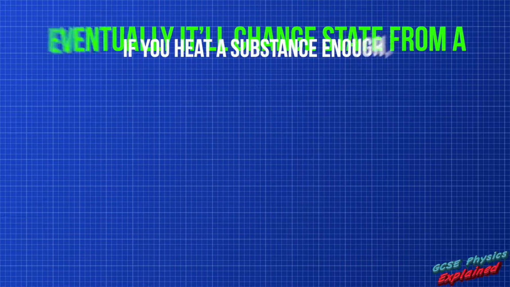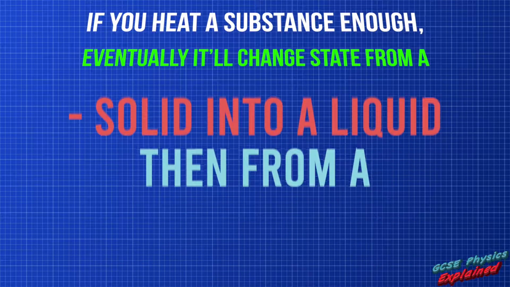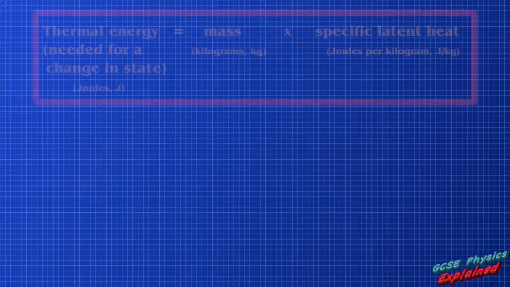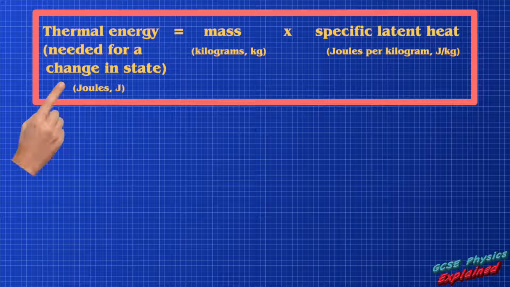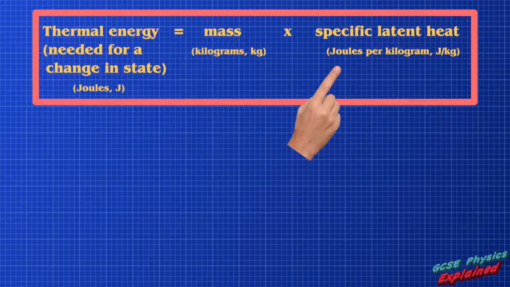If you heat a substance enough, eventually it'll change state from a solid into a liquid, then from a liquid into a gas. We can calculate the amount of heat energy that's needed or released when a substance changes state in joules by multiplying the mass of the substance in kilograms by the specific latent heat in joules per kilogram.